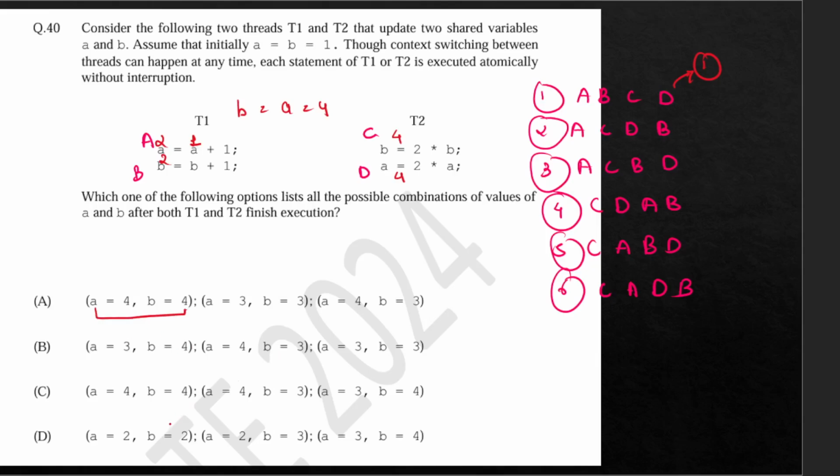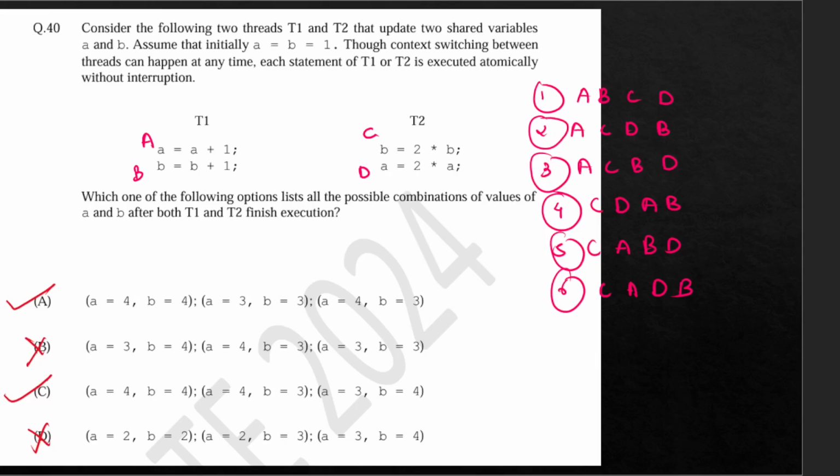So let's see how many options are there. A and C are definitely possible. After that, is B possible? No, because there is nowhere the case A equals 4, B equals 4. And in D also there is no case where we get A equals 4, B equals 4. So B and D are gone by the option elimination technique. Now we have to see between A and C.